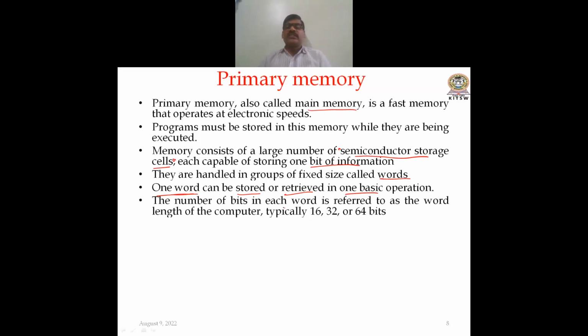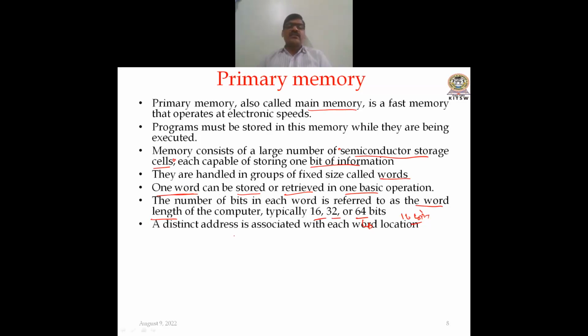The number of bits in each word is referred to as the word length. So how many bits we take in a particular word becomes the word length of a computer. Generally it is 16 bits. If you take 16 bits, it is a 16 bit computer. If you use 32 bits or 64 bits, nowadays we make use of 64 bits as the word length.